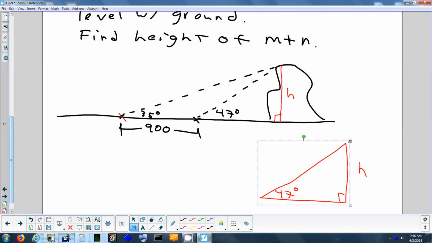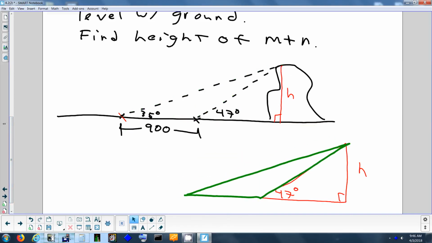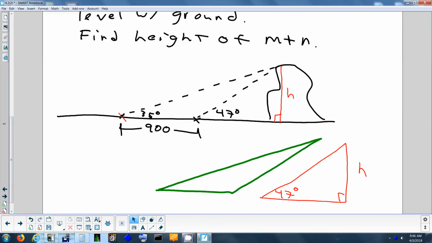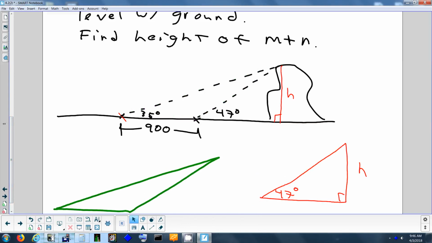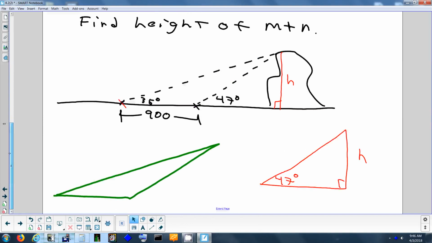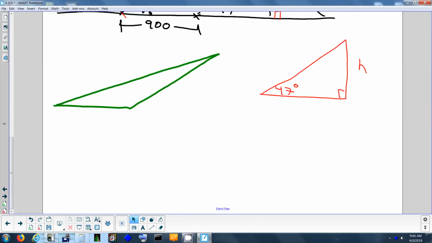So we'll come back to that triangle, but instead, let's focus on this triangle, which shares a side with the red one. And that's going to be the key. Okay? They share a side. So if we can find the side they share, then we'll know a side in the red triangle, then we can find the height.